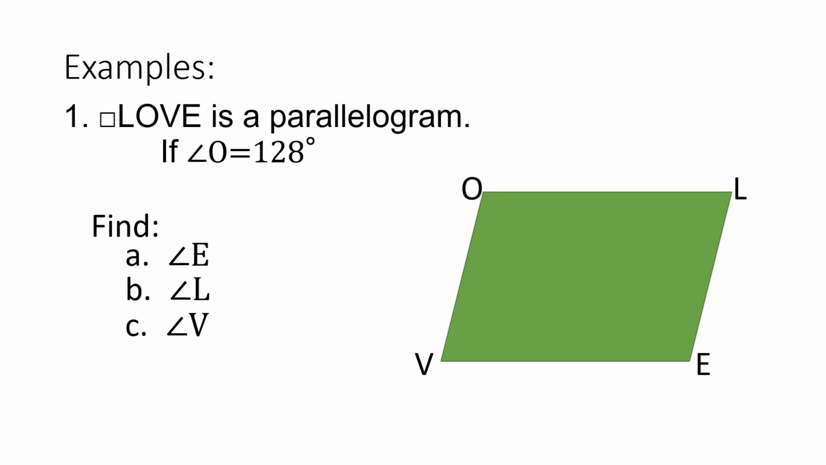Example number 1. In the figure, LOVE is a parallelogram. If angle O is equal to 128 degrees, find A, angle E, B, angle L, and C, angle V.